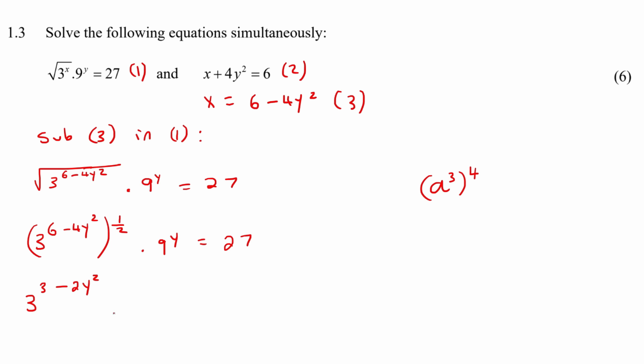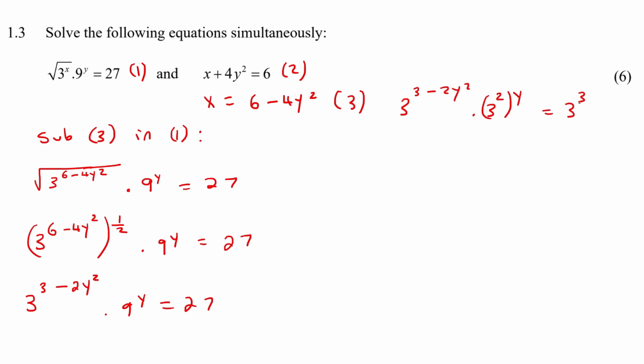But there you've got that, and then here we've got 9^y, and here we've got 27. So what I'm going to do now is change this 9 to 3 to the power of 2, and change this 27 to 3 to the power of 3. And so we're going to end up with 3 to the power of 3 take away 2y squared, multiplied by 3 to the 2. So that's the same as 9. And then 27, I know that that's the same as 3 to the 3.